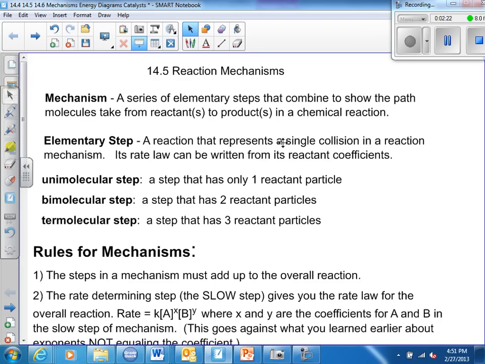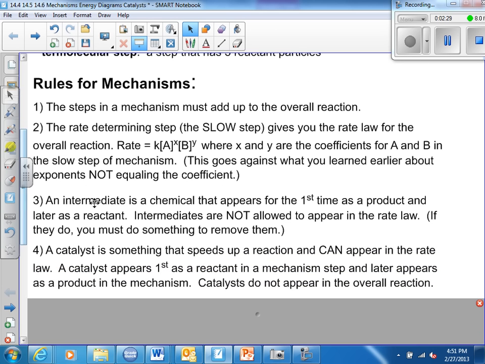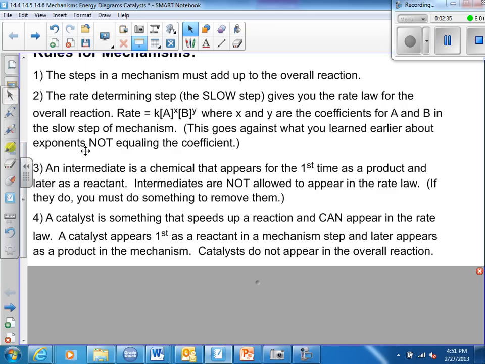The rate law of an elementary step can be written from its reactant coefficients for any step. The actual rate law for the overall reaction is based on the slow step. Okay, and this goes against what we learned earlier. We cannot use the coefficients from the overall balanced reaction, but we can use the coefficients from the slow step of the mechanism.